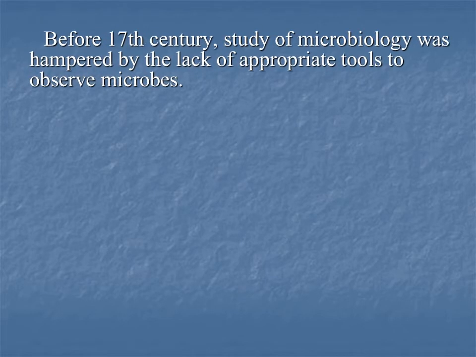Before the 17th century, the study of microbiology was hampered by the lack of appropriate tools to observe microbes. Robert Hooke in 1665 built a compound light microscope and used it to observe a thin slice of cork and coined the word cells.